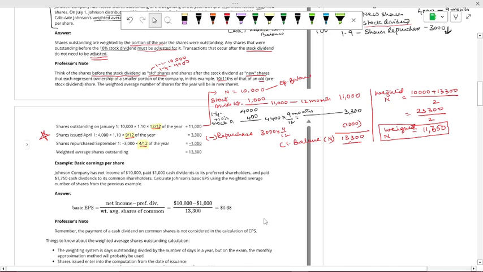Now, what is the basic earning per share? See what they say. The company has a net income of 10,000. They have paid 1,000 cash dividends to preference shareholders, and paid 1,750 cash dividends to common shareholders. Calculate the basic earning per share.